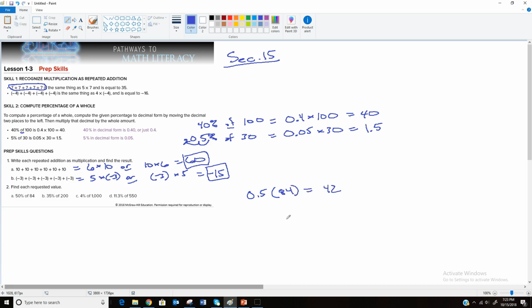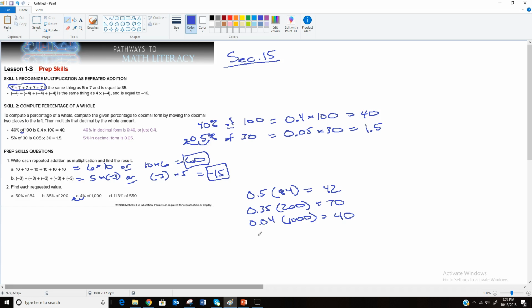On these problems, 50% of 84 would be 0.5 times 84, or half of 84, which is 42. 35% of 200 would be 0.35 times 200, which would be 70. 4% of 1,000 would be 0.04. Remember, you've got to shift it 2 spots. Don't just write 0.4, that'd be 40%. We only want 4% of 1,000. That would give us 40.